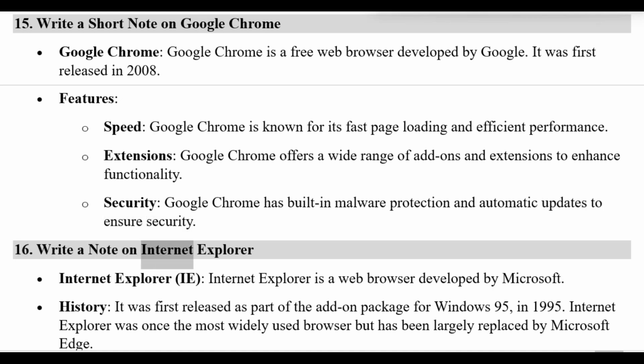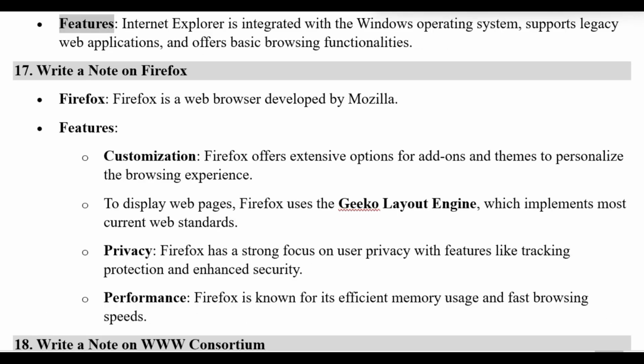16. Write a note on Internet Explorer. Internet Explorer. Internet Explorer is a web browser developed by Microsoft. History. It was first released as part of the add-on package for Windows 95 in 1995. Internet Explorer was once the most widely used browser but has been largely replaced by Microsoft Edge. Features. Internet Explorer is integrated with the Windows operating system, supports legacy web applications, and offers basic browsing functionalities.